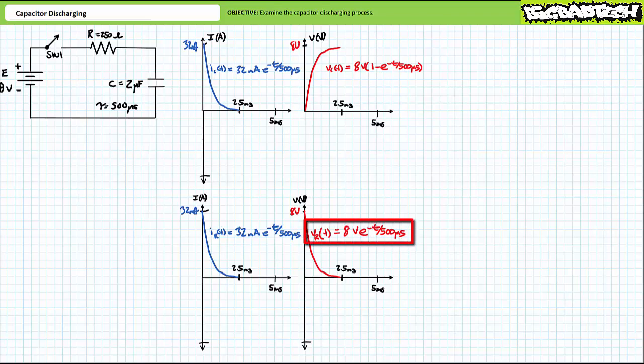Finally, VR of t during the charging process was 8 volts times e to the negative t over 500 microseconds. Voltage across the resistor surged to 8 volts and decayed to 0 volts by 2.5 milliseconds. Note these functions are valid only for the charging process between t equals 0 and 2.5 milliseconds.